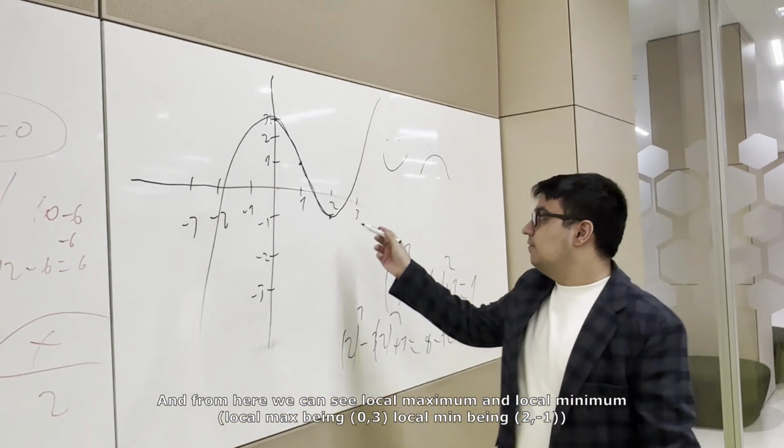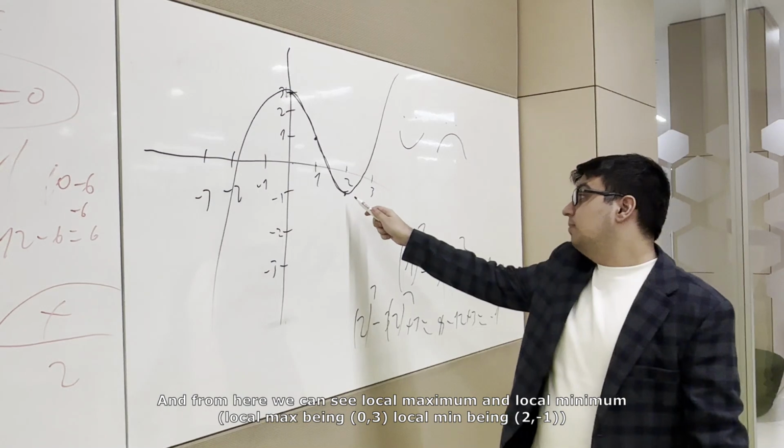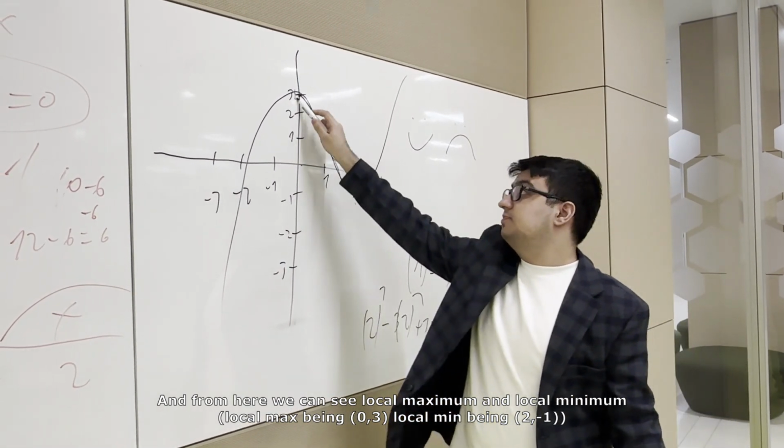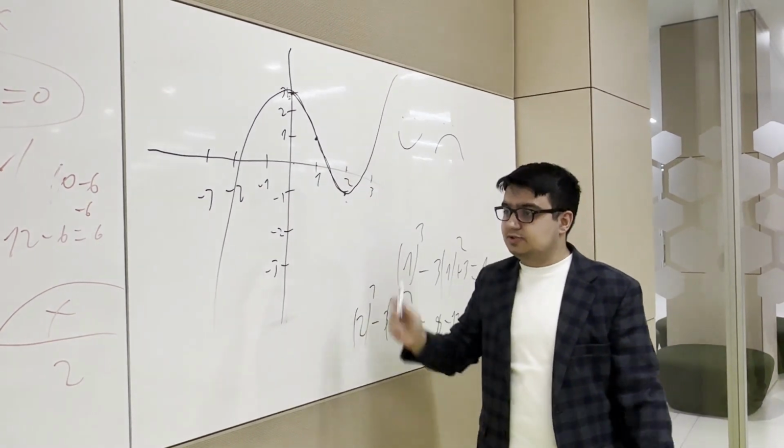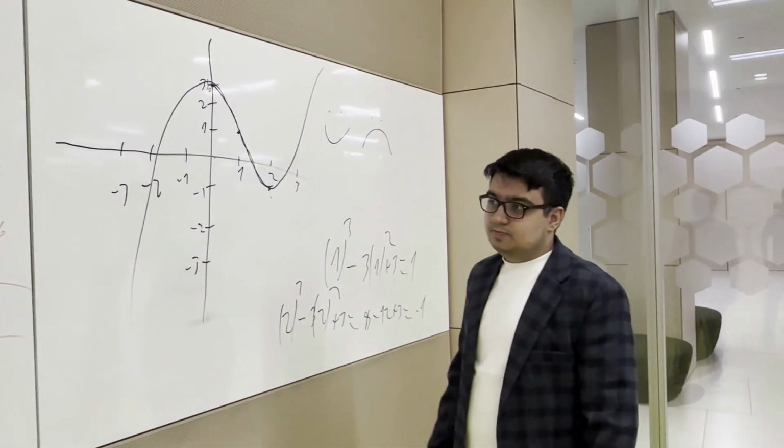And from here we can see the local maximum and local minimum points as well, if you have a question that's asking you those values. And that should be it.